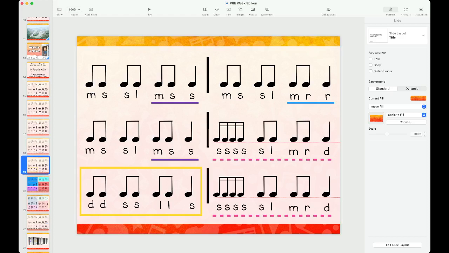How does that help you understand the song a little better? By this time, they've sung it several different times. They are way more confident on the solfege. That's one way to do it.